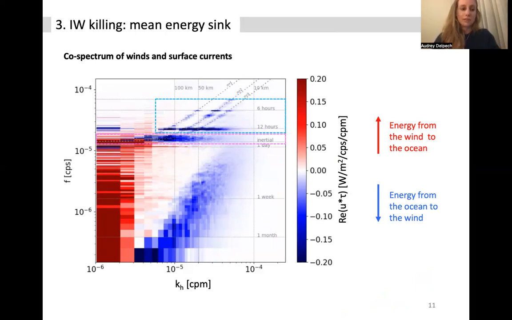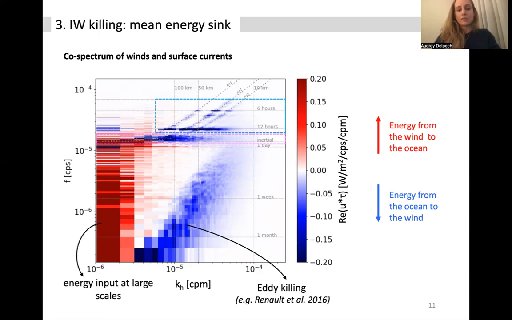What we can see here is that there is mostly an energy input at large scales, as you can see on the left-hand side of this figure. In the mesoscale and submesoscale range, there is an energy loss that can be related to the eddy killing mechanism we were talking about earlier, and well documented in different papers, for example, Renault et al.